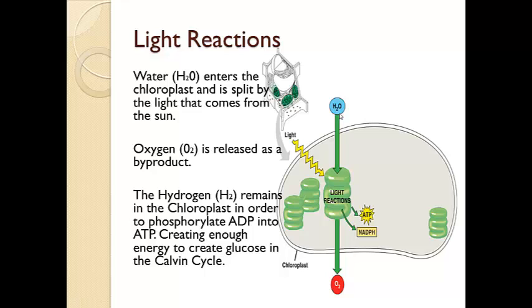Okay, so in the light reactions, water enters the chloroplast and it is split by this light. When water is split, you have H and O, 2 hydrogen, 1 oxygen. The hydrogen stays inside of the chloroplast and the oxygen is released. That is how plants give off oxygen. That hydrogen stays in here and is utilized by some molecules in order to harness energy and to create the sugar in the next cycle. It's called light reactions because it happens in the presence of light, so this can happen during the day.